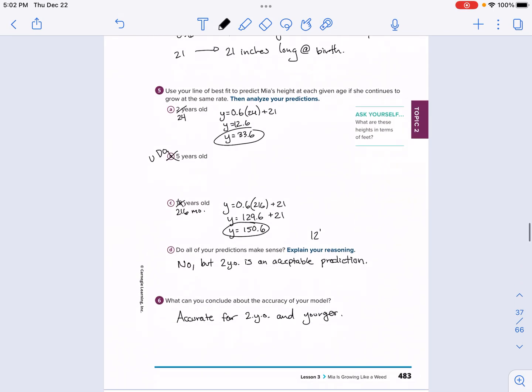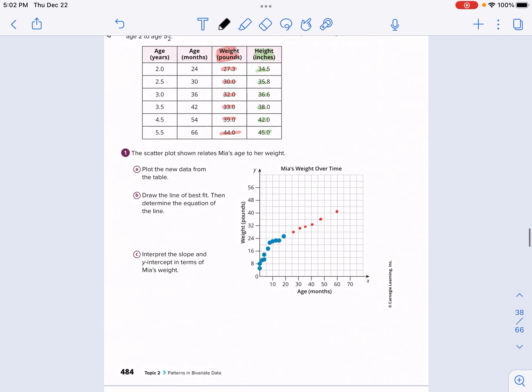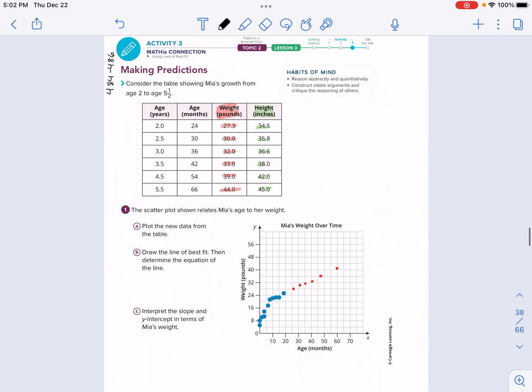All right, we are on page 484, and we're going to be finishing up on 486, and then we'll have an assignment after that. So we're focused on activity 3 and talk the talk.